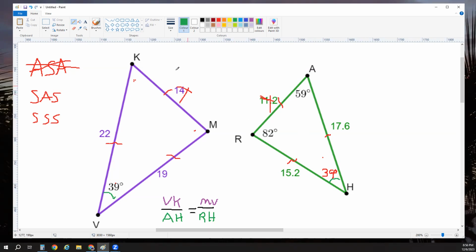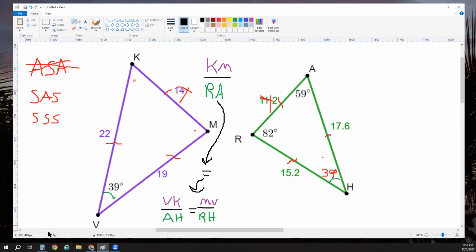We could also be like, hey, if KM divided by RA also equals the stuff down here, equals that stuff down there, equals that stuff, then you could say they're similar by side, side, side as well. So if those numbers are all true.